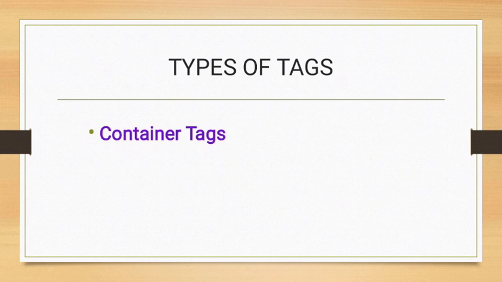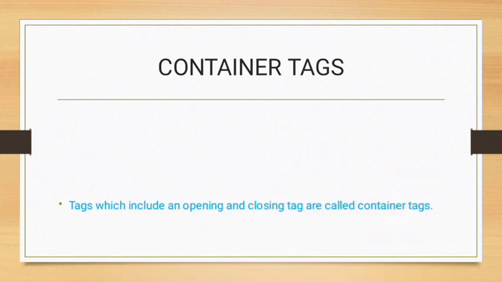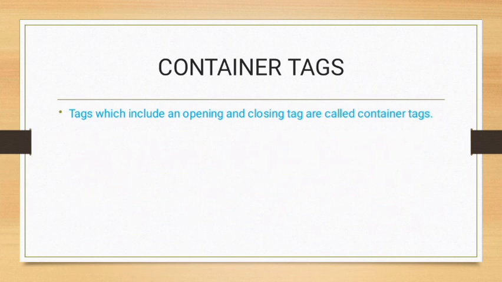So there are two different types of tags in HTML. First one, container tags, and second one, empty tags. So we can see what is the difference between container tag and empty tag. Container tags are the tags which include an opening and closing tag. Container means it consists of both opening and closing. For example, tag name, then you write the content, then the closing tag.